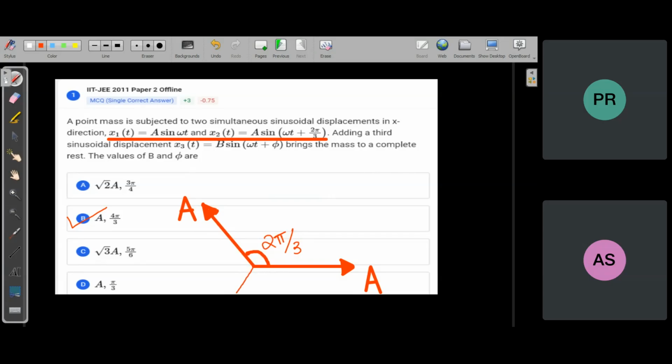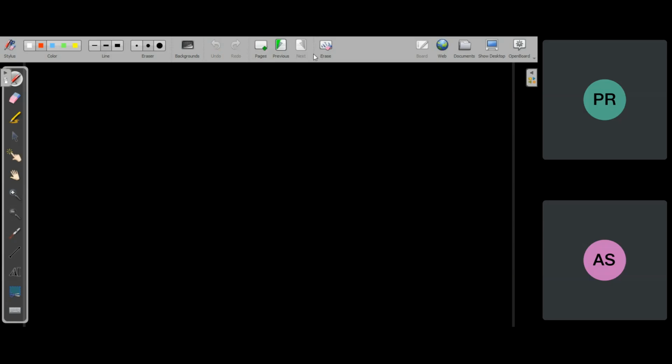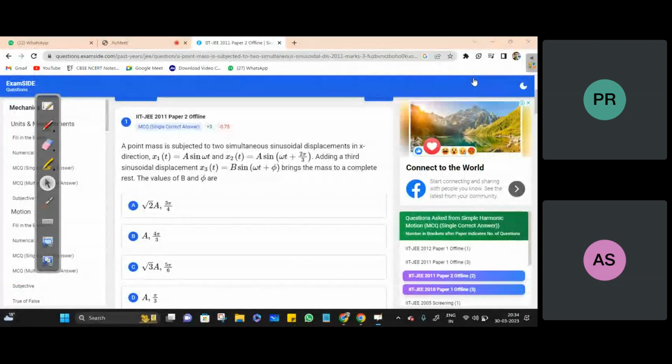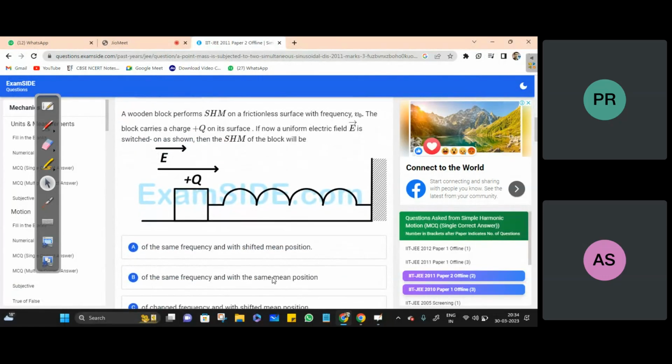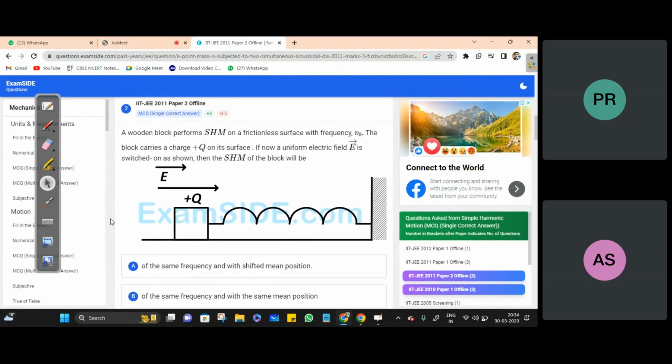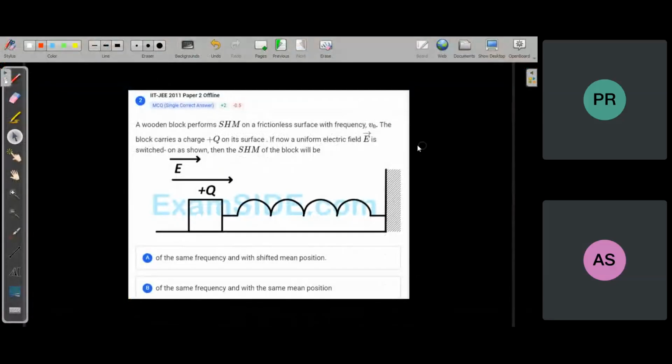So the third vector should be such that it would cancel out, right? You already know that three vectors of equal magnitude arranged in such a way that the angle between any two adjacent is 120 degrees, then the resultant will be 0. So simply you can apply that concept and you will get the answer. Okay, so you can try this question. This is IIT JEE 2011 Paper 2.